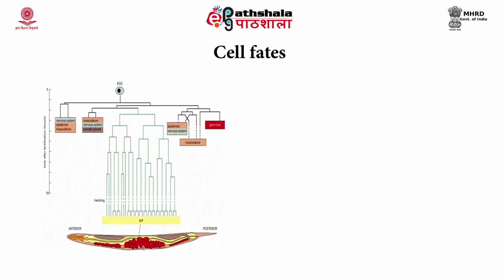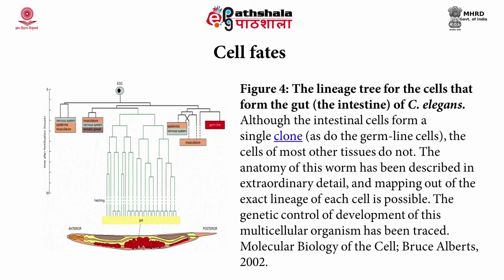This diagram depicts the lineage tree for the cells that form the gut, or the intestine, in C. elegans. Although the intestinal cells form a single clone, the cells of most other tissues do not.